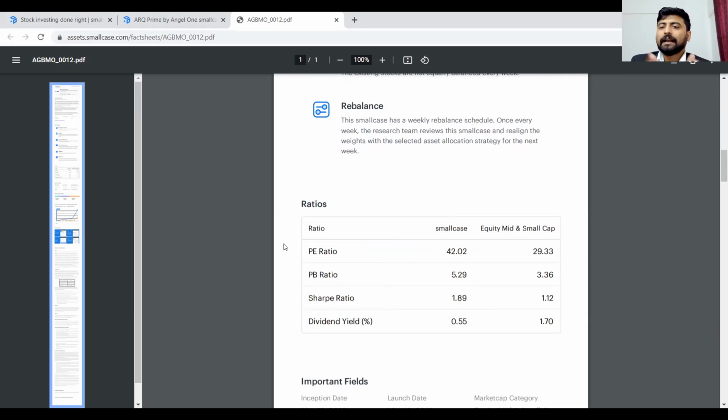So this will be directly compared with the index that has been chosen. In this case, it is being compared with the equity, mid and small cap index. So we can see that the PE ratio is 42 against the mid and small caps PE ratio of 29. Similarly, the PB ratio has been compared, Sharpe ratio has been compared, and the dividend yield has also been compared.